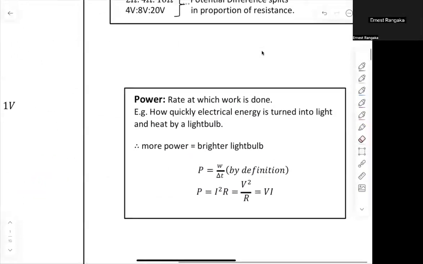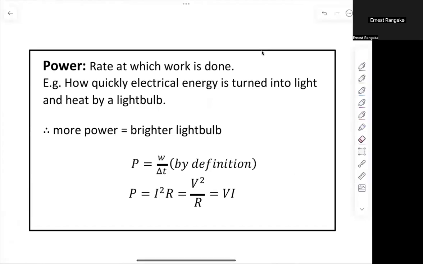Now let's quickly have a look at power. And then finally, we're going to look at internal resistance. So power, it's the rate at which work is done. In this case, we're talking about electrical work, the work that the current is going to do as it goes through any kind of electrical component, the resistor, a light bulb, anything like that. So example, how quickly electrical energy is turned into light and heat by a light bulb, etc. Therefore, more power equals a brighter light bulb. Very important. When they ask you questions like, what's going to happen to the brightness of the light bulb? One thing you must ask yourself is, what will happen to the value of the power?